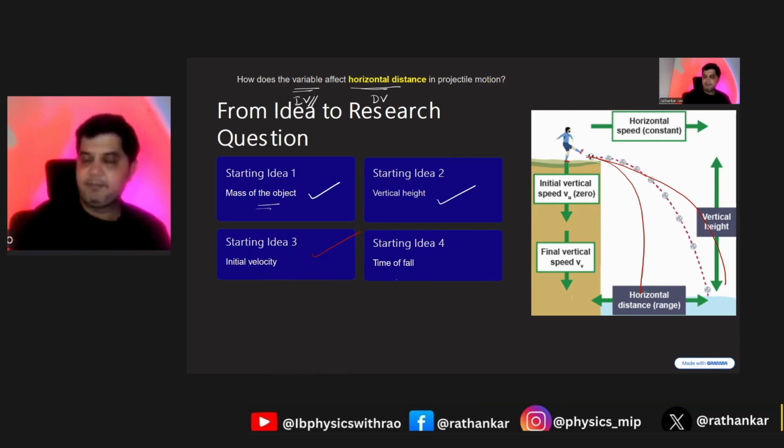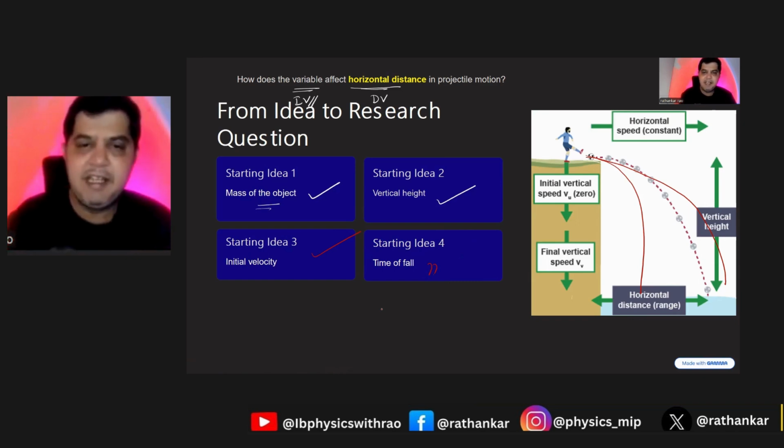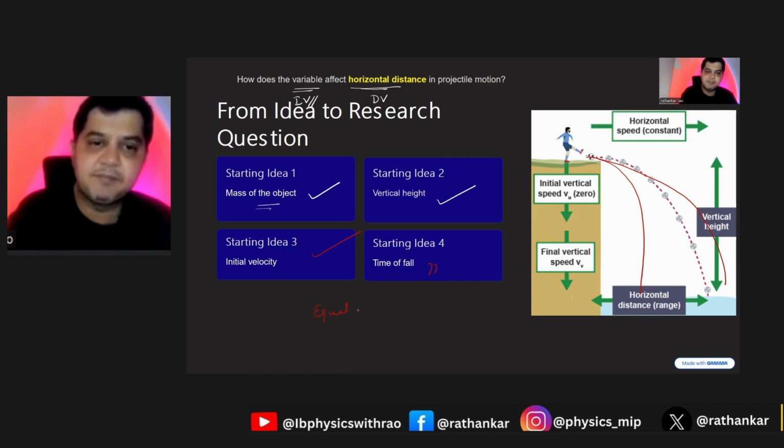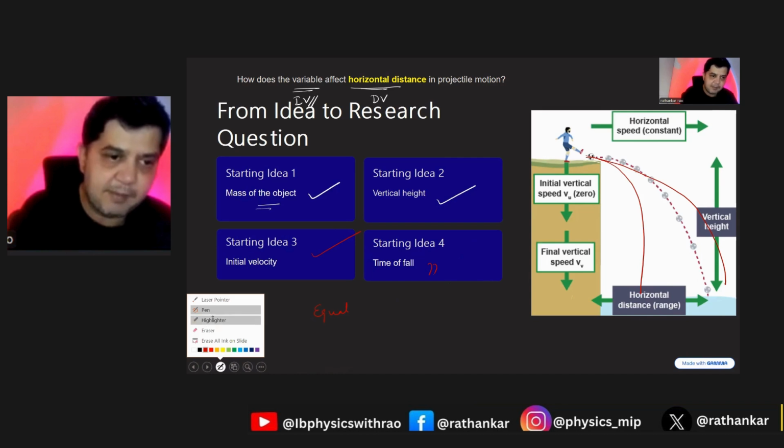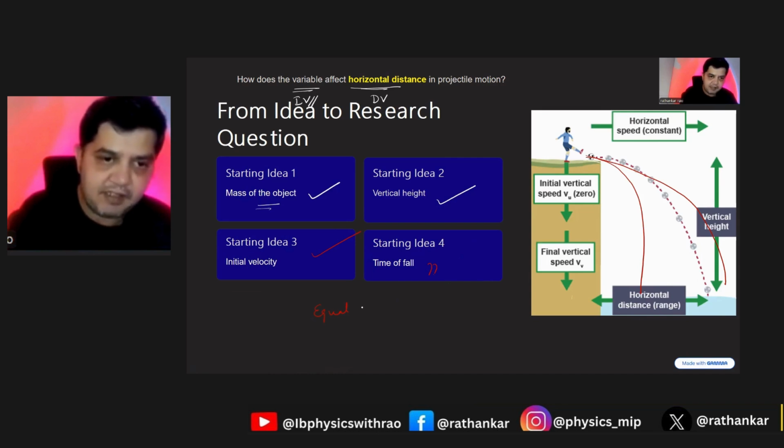Then time of fall. Is it that with a larger time, it falls at a much larger distance, or with a shorter time, it falls at a lesser distance? You can do it, but how do you exactly time this? This is a bit questionable. When you talk about an independent variable, it should be varied in equal intervals. Let me change my pen. It should be defined at equal intervals.